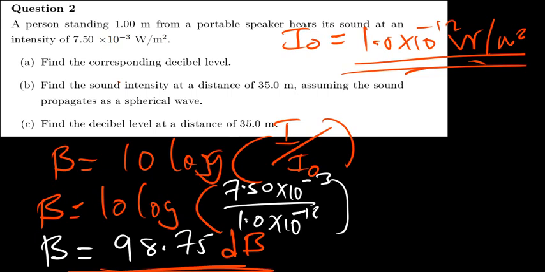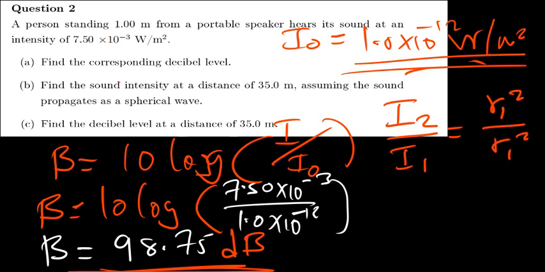Now the second question is saying find the sound intensity at a distance of 35 meters assuming that the sound propagates as a spherical wave. If the sound propagates as a spherical wave, we always use this ratio: I2 over I1 equals r1 squared divided by r2 squared. Now r is the distance in this case. The first distance, which is r1, is this one. The second one is that one. So we want to find I2.